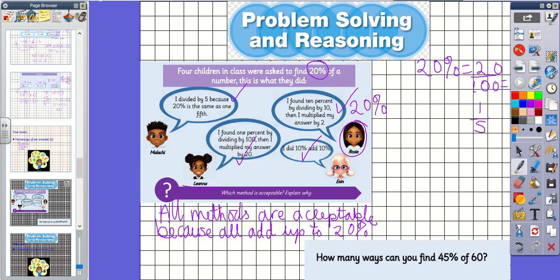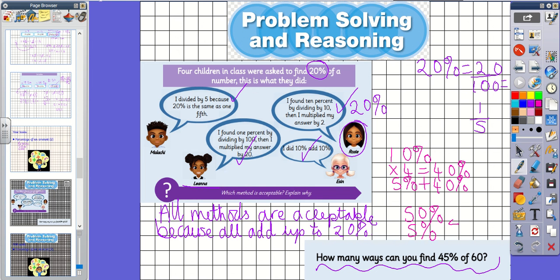Okay then, so how many ways can you find 45% of 60? So I could find 10%, and then I could multiply that by 4 to give me 40%. I could then find 5%, and then add that to my 40%. Okay, I could find 50%. I could then find 5% and take that away from each other.